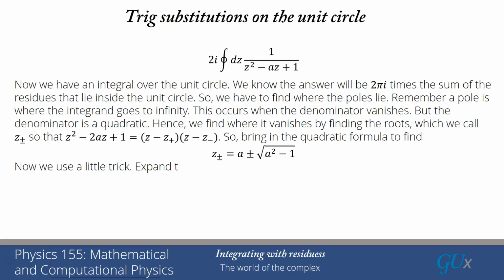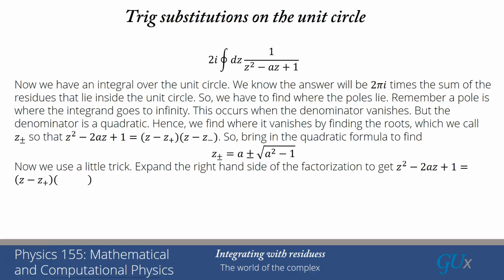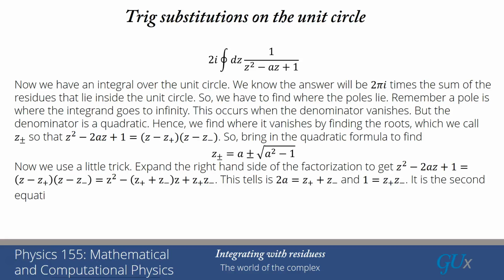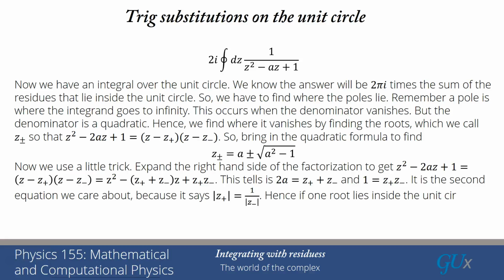Now we're going to use another little trick. You've seen this before, but I want to make sure you all have seen it carefully because it's a really cool trick. We're going to expand the right-hand side of the factorization where we wrote z squared minus 2az plus 1 equals z minus z plus times z minus z minus. We're going to expand that out. We're going to get z squared minus the quantity z plus plus z minus times z plus z minus.